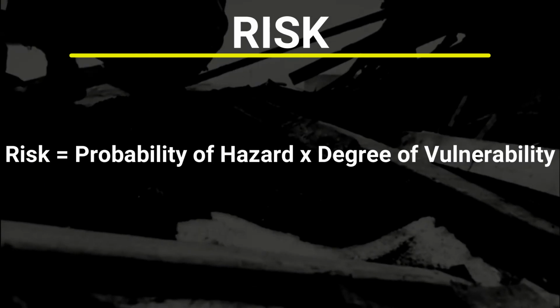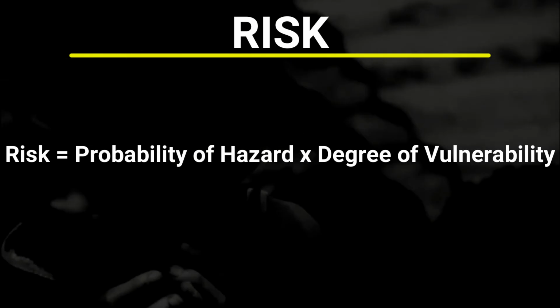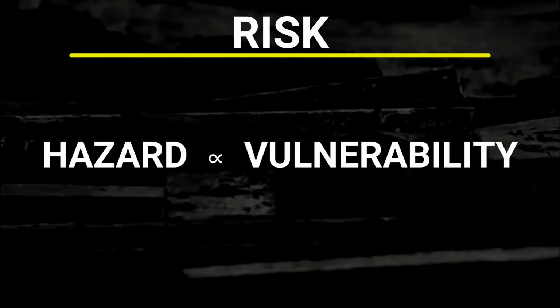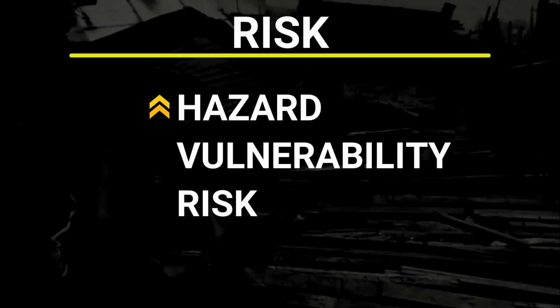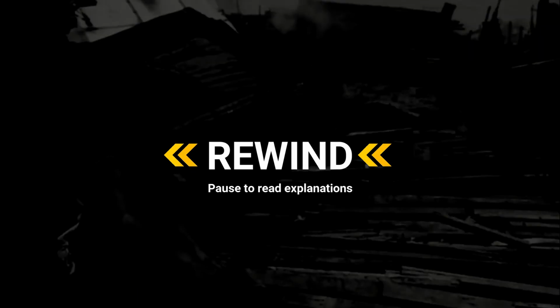Risk can be calculated using the following equation. Risk equals probability of hazard times the degree of vulnerability. This implies that hazard is proportional to vulnerability. The higher the hazard, the higher the vulnerability, the higher the risk. Have you now distinguished what are the hazards, vulnerabilities, and risks shown in the videos at the beginning?